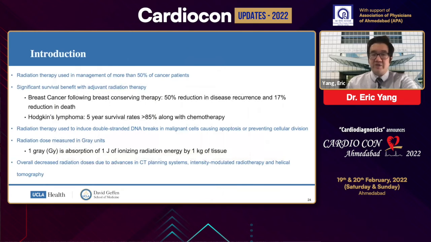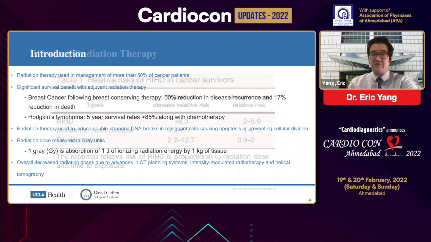Now, moving on to radiation treatments. This is still used commonly in more than 50% of cancer patients, especially in breast cancer, as it is associated with a 50% reduction in disease recurrence and reduction in death. It is also used less so now in Hodgkin's lymphoma, but in other hematologic malignancies. In general, nowadays, compared to older techniques, overall radiation doses have decreased due to improvements in more precise CT planning systems and other techniques, but we have yet to know whether or not this truly reduces cardiovascular event rates.